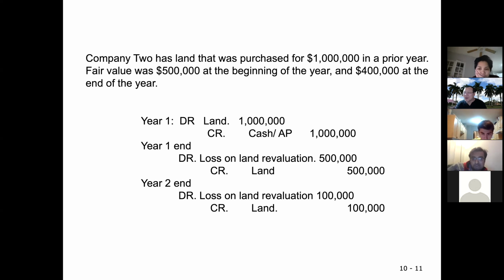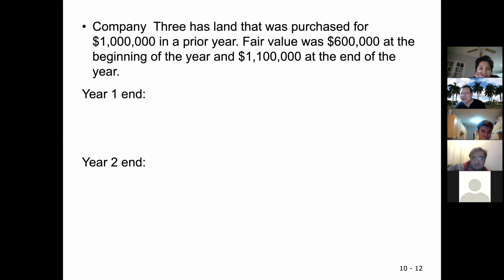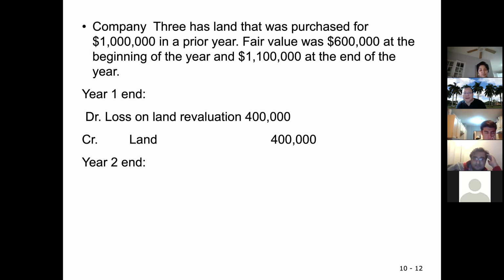This is getting more challenging, so be ready. Company 3 has land that was purchased for 1 million in a prior year. Fair value was 600,000 at the beginning of the year and 1.1 million at the end of the year. What's the journal entry for year 1 end? You purchased land for 1 million in the prior year. Credit land 400,000, and debit a loss of 400,000. Very good. You credit land, debit loss, right?